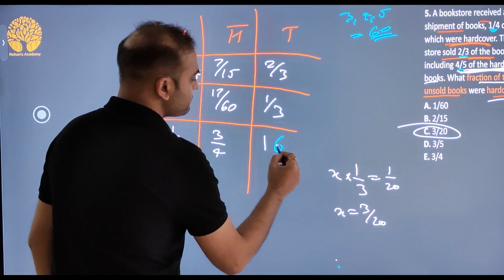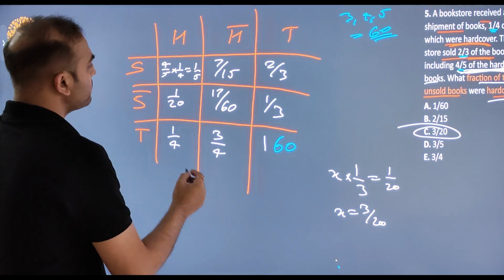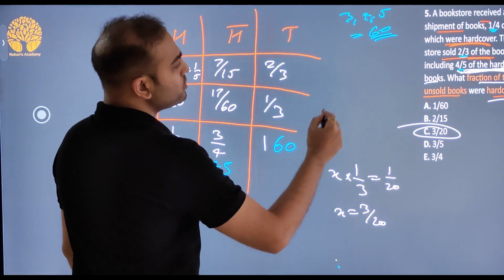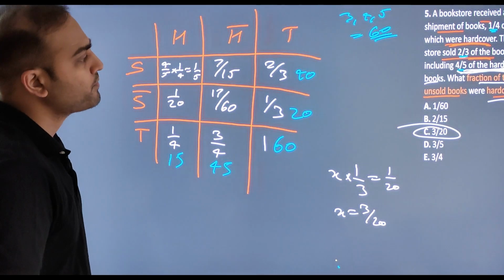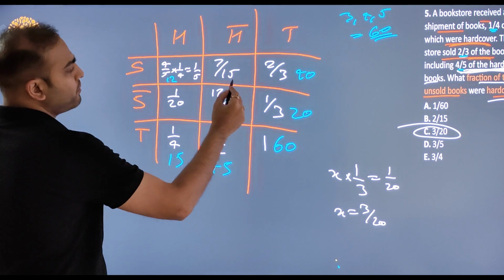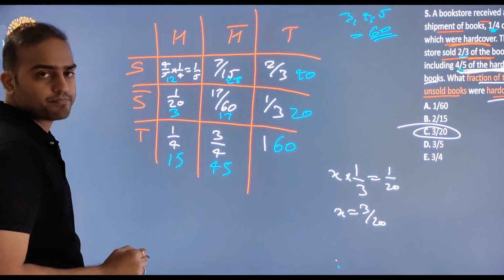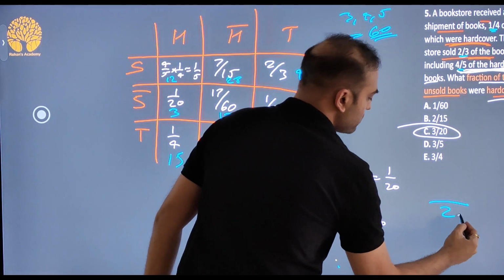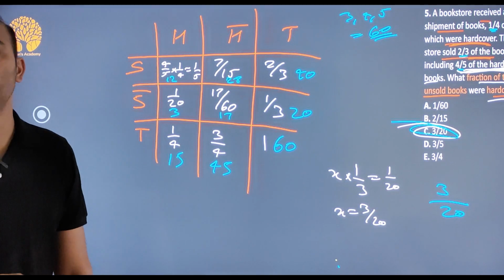So if I take 60, the total becomes 60. Now just solve the question with respect to 60. 1/4 were hardcover, that means 15 are hardcover, which means 45 are non-hardcover. 2/3 were sold, 2/3 of 60 means 40 were sold, 20 were not sold. 4/5 of the hardcover were sold, 4/5 of 15 is 12. That means this becomes 28, this becomes 3, this becomes 17. Now the question: what fraction of unsold were hardcover? Unsold is 20, hardcover are 3. So the fraction again becomes 3/20.